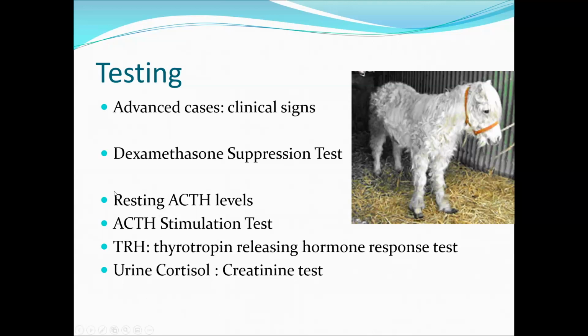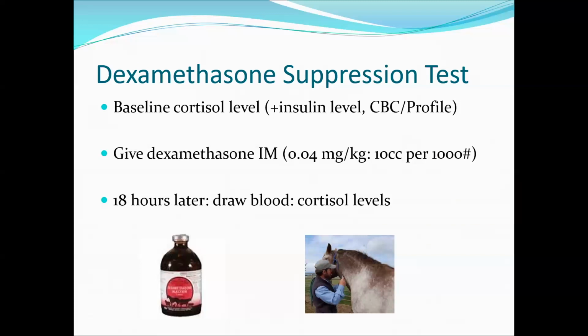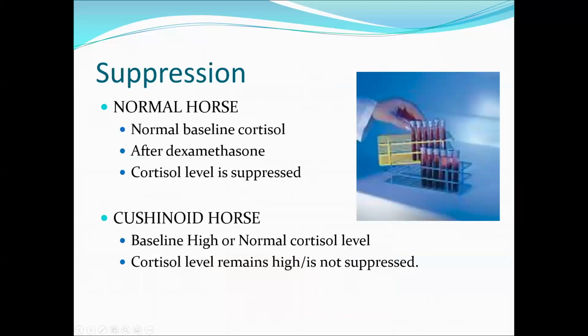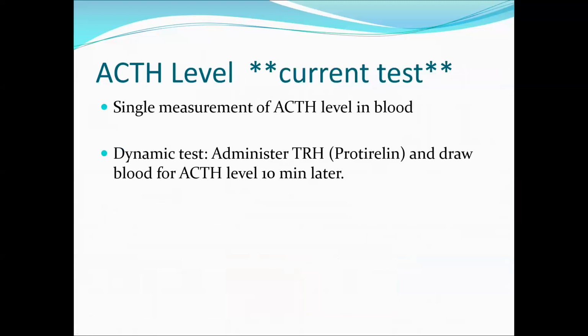The urine test isn't very accurate, so we really don't use that. All right, so this is the old way of doing it, is a suppression test. I haven't used this test in probably 10 years. Now that we have the ability to do a single level measurement or a dynamic test. So this test only takes 10 minutes, so it's not too hard to do on a farm call. So we do a baseline, we give them TRH, and then we draw their ACTH level later. This gives us a little more idea of what that pituitary gland is doing in response to stimulation.